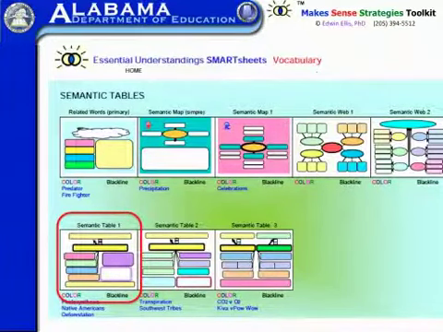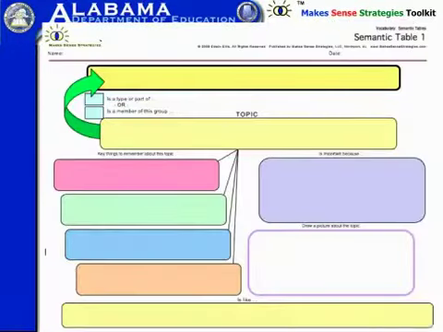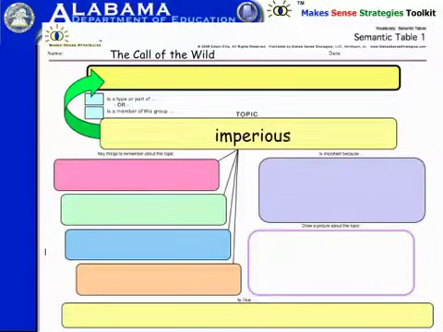Another one is the semantic table 1. And the way this works is you have a term, and then this term is a member of this bigger thing. So it's either a member of this group or it's a type or a part of this bigger thing. And then this part are key elements to the definition, key things to remember about the term. And this is why that term is important, and then draw a picture, and is like. So is like would be, what's a simile for this term? So let's say we're doing The Call of the Wild, and the topic is imperious.